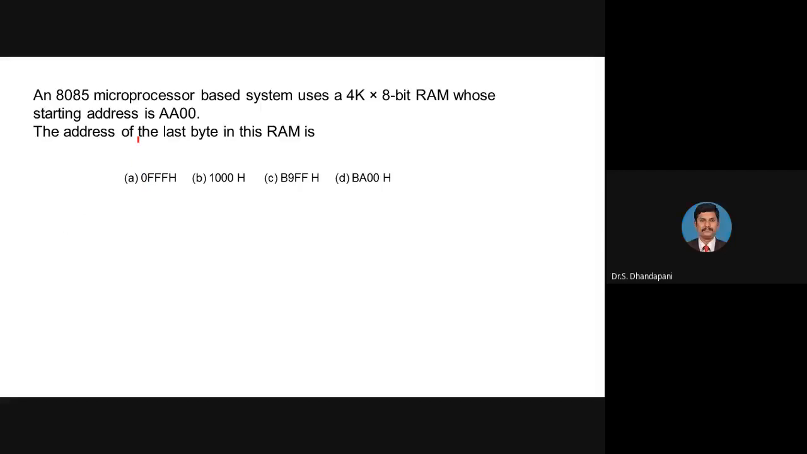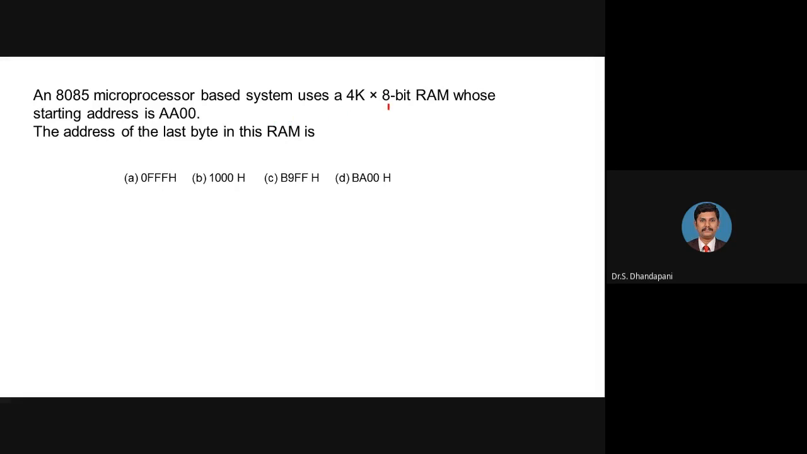The next question. An 8085 microprocessor based system uses 4K into 8-bit RAM, that is 4 KB RAM. The starting address is given, AA00 in hexadecimal. Now we want to find the address of the last byte. It is a very simple question. The starting address is given, the size of memory is given, and we want to find the last address.